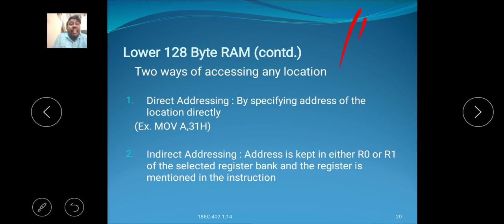The second is indirect addressing. In indirect addressing, the address is kept in either R0 or R1 of the selected register bank, and the register is mentioned in the instruction. Example: MOV A, @R0.